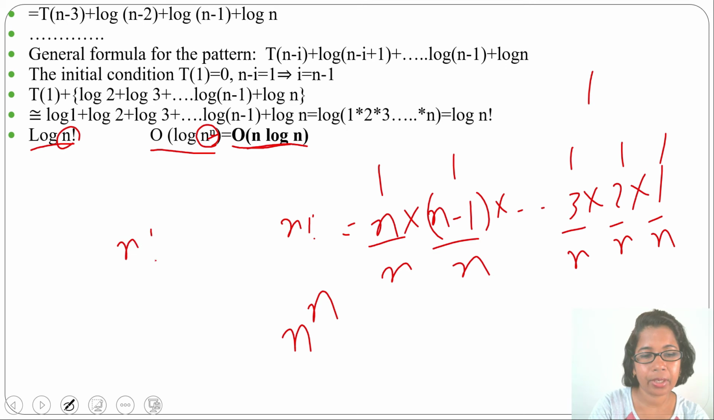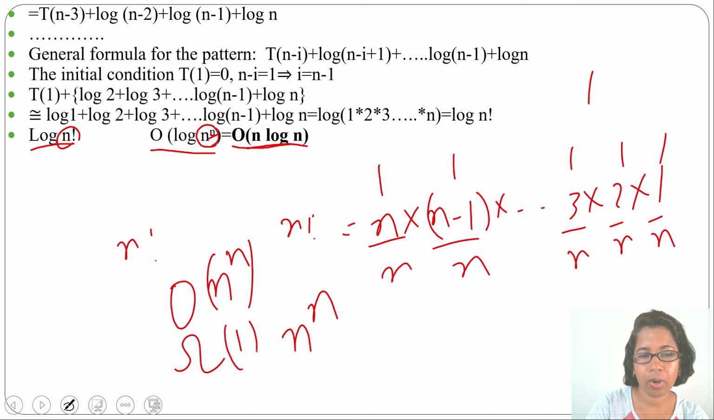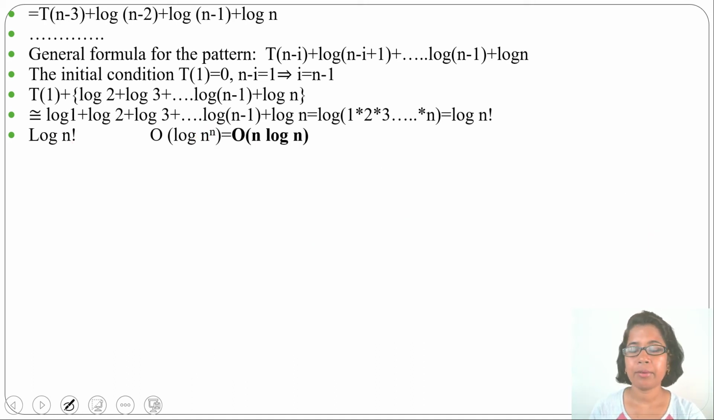For n factorial, its upper bound is big O of n power n, while the lower bound is omega of 1. So don't write theta of n log n or omega of n log n. Running time will be big O of n log n. This is the backward substitution method.